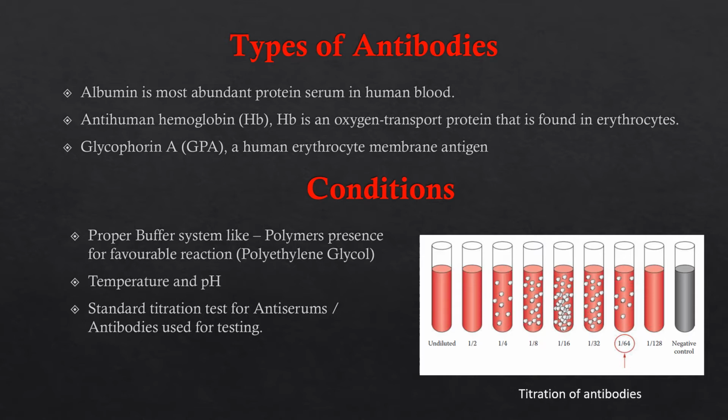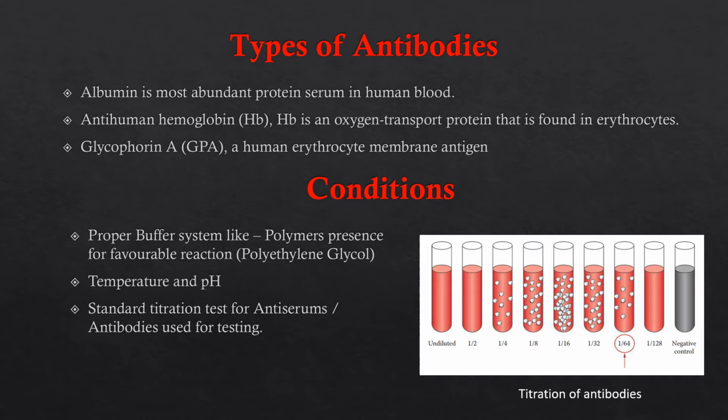Then coming to the conditions, what are the conditions which we have to provide to conduct these experiments? First is the buffer. So the medium which we want to create for conducting experiments related to this species identification, we need to create a proper buffer, which is possible when we provide polymers in this solution. So polymers will maintain the balanced condition for the reaction. The most favorable polymer is polyethylene glycol, which is used in our general experiments.